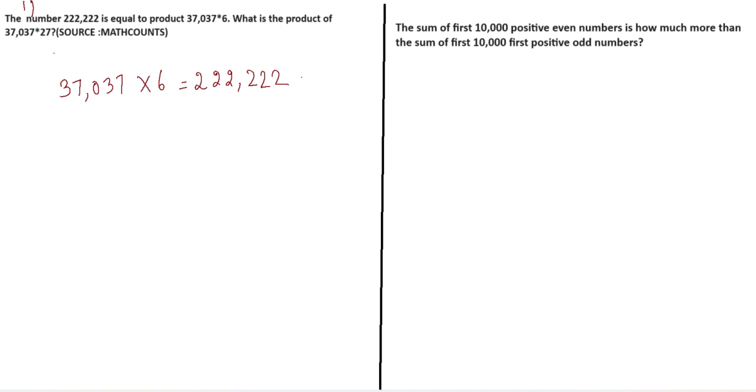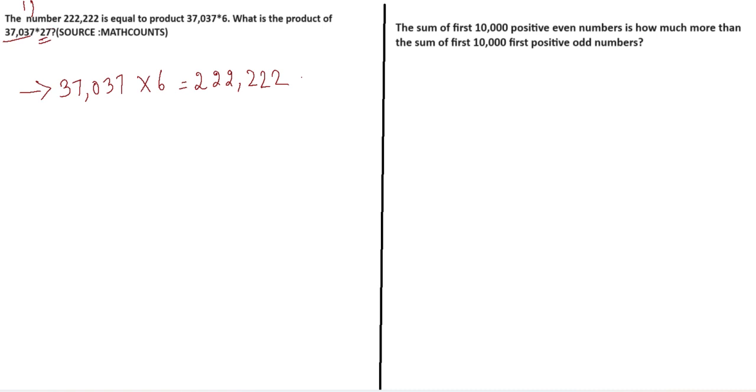Now, they are asking us to find the product of 37,037 into 27. So, directly you can multiply 37,037 into 27 and get the answer. But they have given some kind of clue in the question which makes us solve the problem in an easier manner. Let's see how to solve it. So, this is the clue which is given in the question.